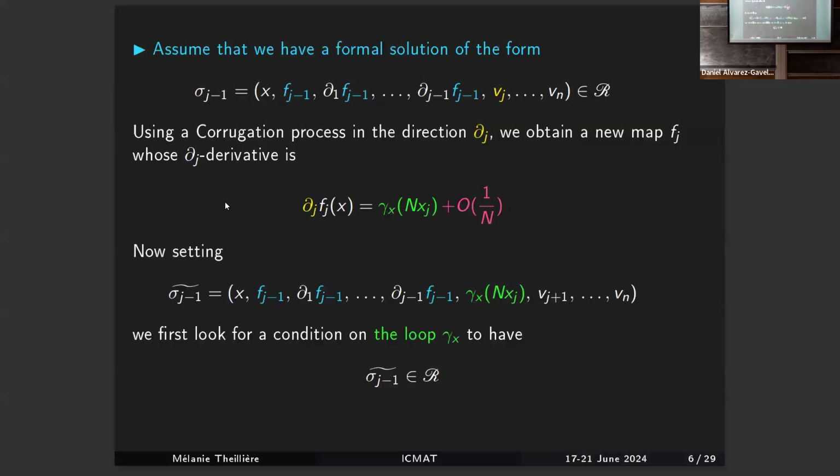What could we do with that? Now we set a new section, sigma_{j-1} tilde. We keep the initial map, we keep all the partial derivatives we already have, and our goal, in fact, is to replace the j-th one by this derivative, given by the loop gamma. So what is the condition such that this new section is also a formal solution?